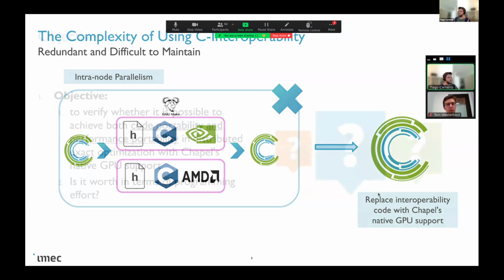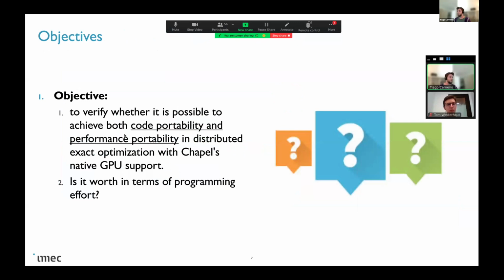That's the objective. So we would like to see whether or not we could have code portability and performance portability in distributed exact optimization, in the case of this application, and whether or not it's worth it in terms of programming effort, because maybe the code gets much bigger than this interoperability code.